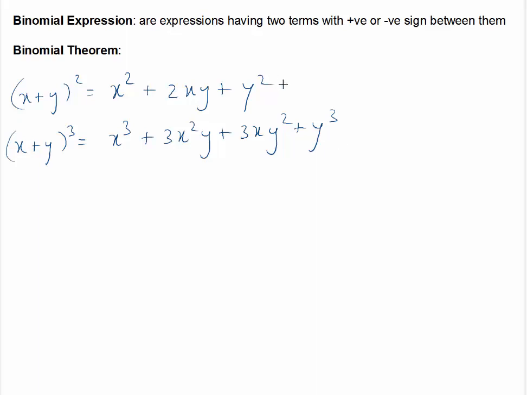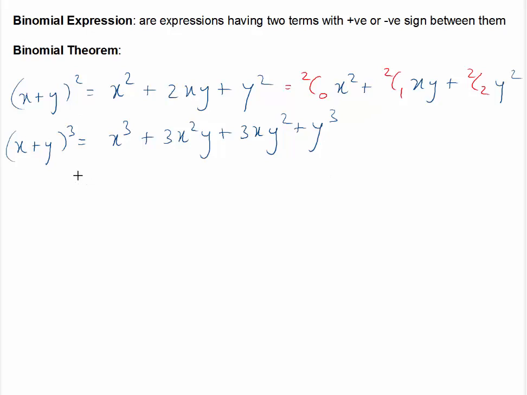Now, another thing, if you notice, is that we can write this as 2C0 times x² plus 2C1 times xy plus 2C2 times y², where we know 2C0 is 1, so therefore this would be equal to this, and 2C1 is 2, 2C2 is 1, so therefore this formula works.